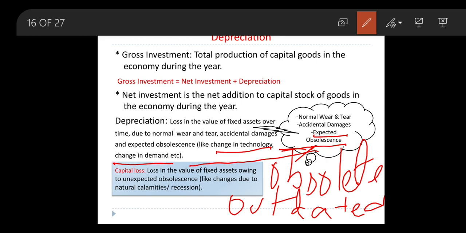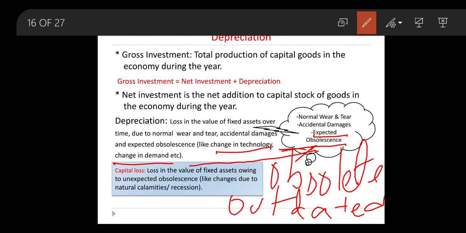Now, how does change in technology cause loss in the value of fixed assets? Let's take an example. Earlier we were using typewriters and now we have shifted from typewriters to computers, right? So the machines which were used in manufacturing typewriters have now become outdated and useless. So we have to replace the machines manufacturing typewriters with machines manufacturing computers, right? This causes loss in the value of fixed assets.